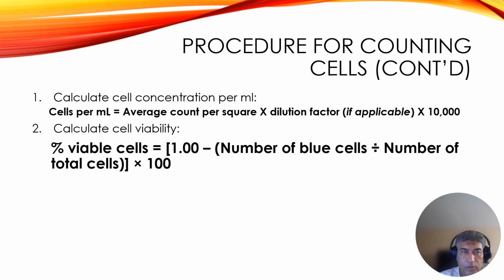Cells per ml equals the average count per square times the dilution factor, if applicable. In our case it was 1 to 2, times 10,000, which is the magnification factor of our 10x lens. Calculate cell viability. Percentage of viable cells equals 1 minus the number of dead cells divided by the number of total cells, times 100.